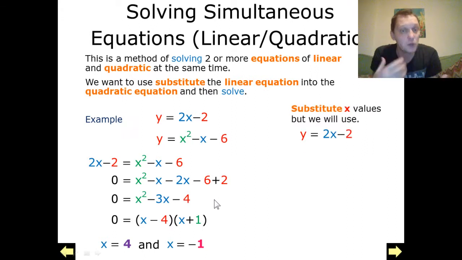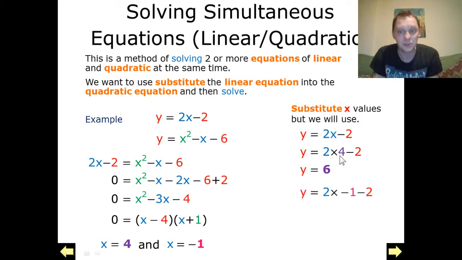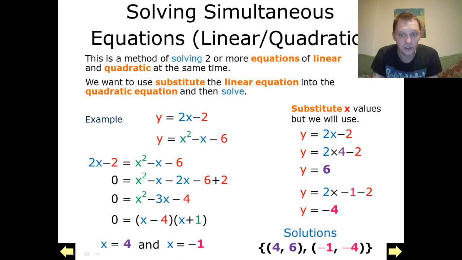Now, just the same as what we did with linear equations, we're now going to substitute in our values for x into one of our equations. For this, I'm going to use my linear equation because it's just easier. We're not dealing with any squaring. And we're going to find our values for y using this. So first of all, by substituting in 4, we get a value for y of being 6. Substituting in negative 1, we get a value for y being negative 4. So the solutions for this is x equaling 4, y equaling 6, and x equaling negative 1, y equaling negative 4.